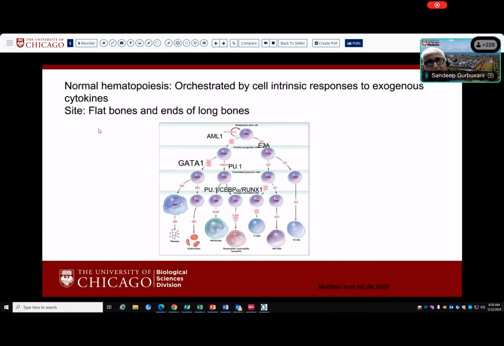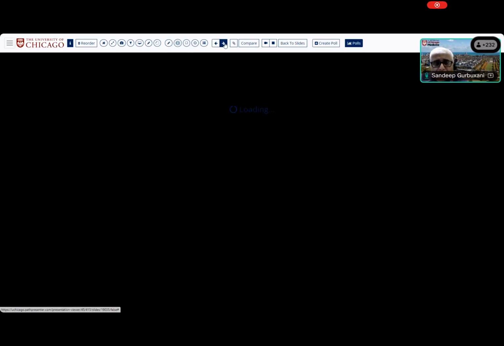In an adult, the site is flat bones and ends of long bones. So, the pelvic bones, they're flat bones, and they're site of active hematopoiesis. The sternum is site of active hematopoiesis. And then again, the terminal ends of femur and tibia can be very active sites of hematopoiesis as well. So some of these sites are easily accessible and can be used for evaluation of hematopoiesis.